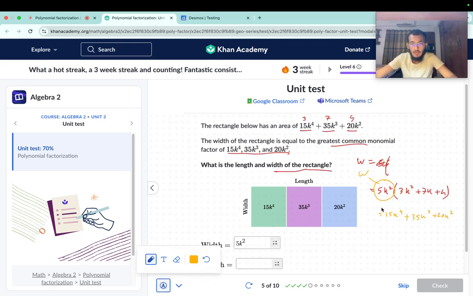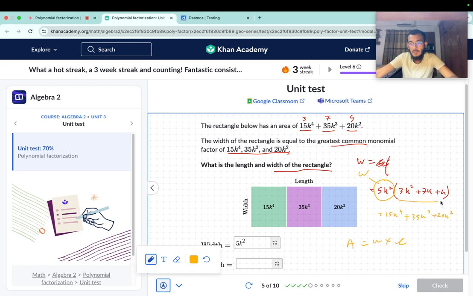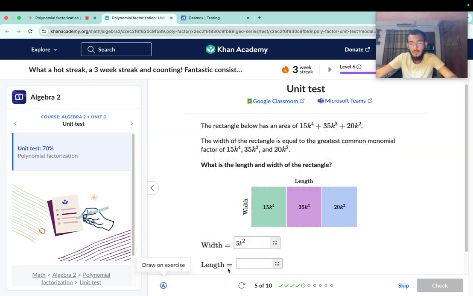And regarding the length, we know that area equals width times length. So this is being multiplied with this thing. So this must be our length, which is 3k squared plus 7k, and we have a plus 4.